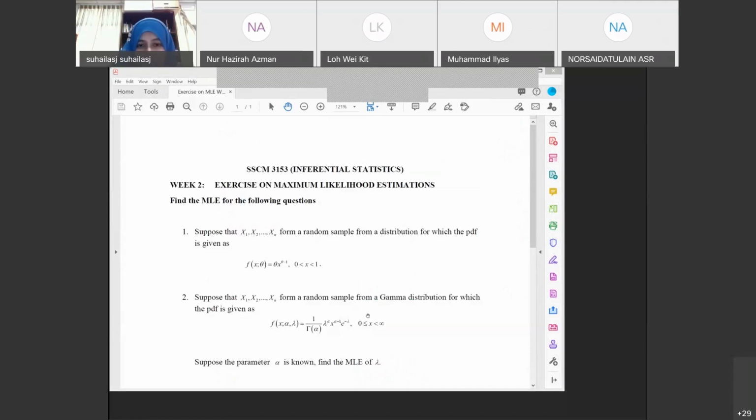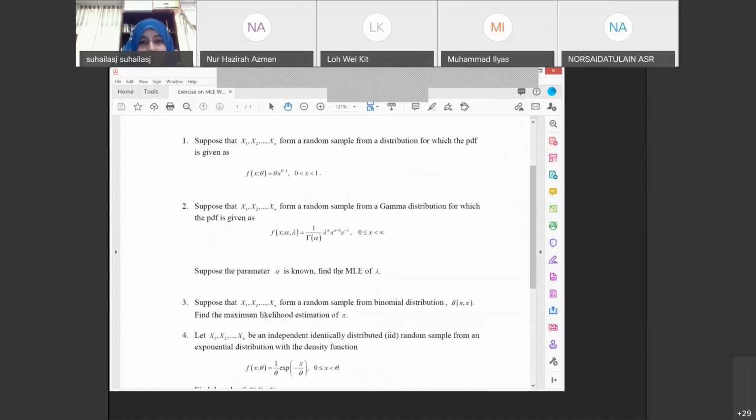And then question number 2. Question number 2 is on gamma distribution. In this case, I give you alpha is known, because we have 2 parameters here. For the gamma distribution, you have 2 parameters, in this case alpha and also lambda. Since alpha is known, you just want to estimate your lambda.